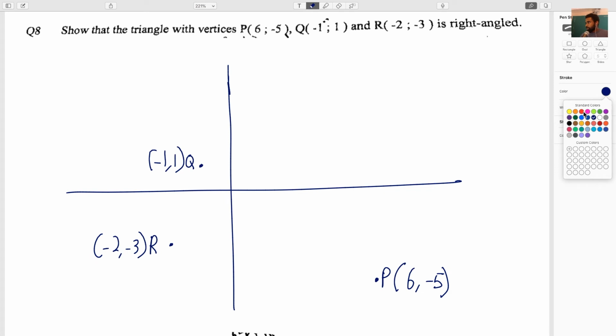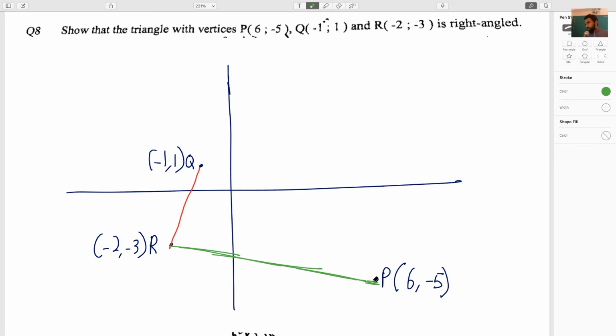Finally, all we do now is we just connect up the points. So we have here QR, and then we have QP, and then finally we have, sorry, no, that was RP I just did. And finally we have QP. So QP, let's use this orange here for the QP.